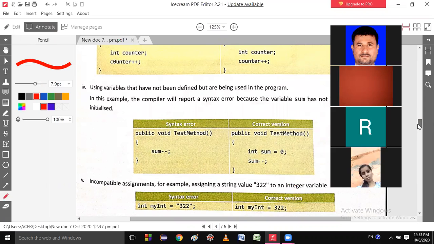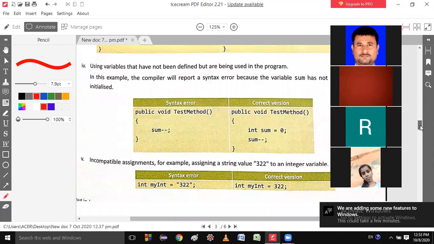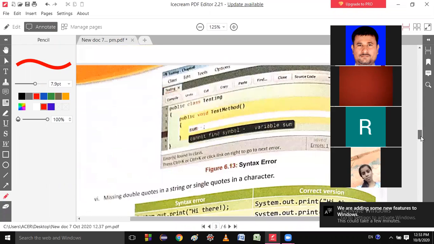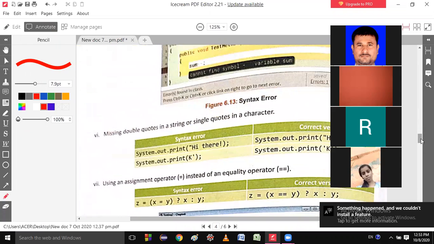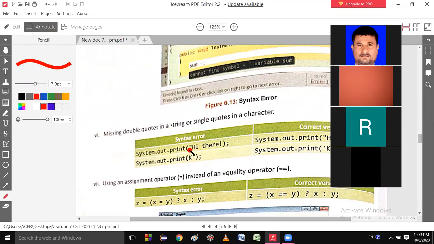Next, missing double quotes in a string or single quotes. You can also understand it if you are writing a string. If you have started with double quotes, then you must write double quotes at the closing point also.